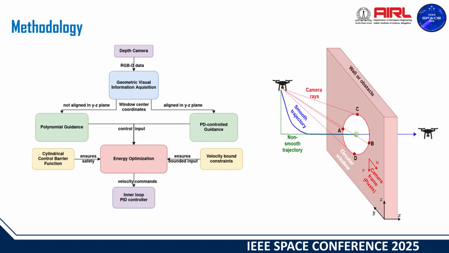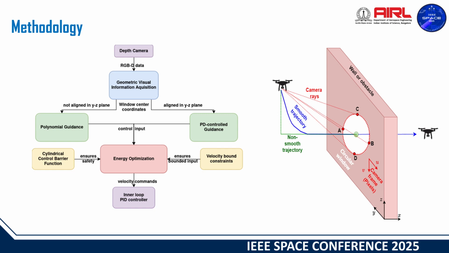The algorithmic architecture begins with the stereo camera, which provides both RGB and depth maps. These inputs are processed to extract the window's center pixel coordinates. The algorithm then checks whether this center is aligned with the UAV's image frame center. If misaligned, a polynomial trajectory is computed to guide the UAV toward the aperture center.